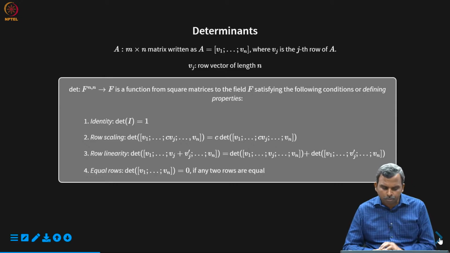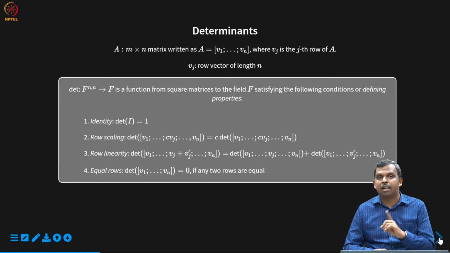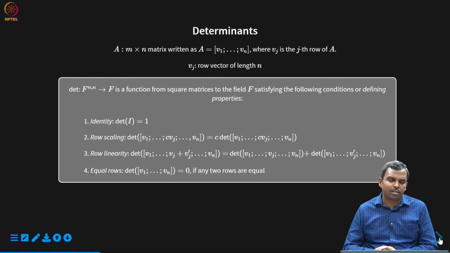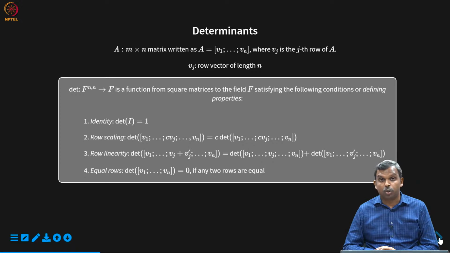Okay, determinant is a function. It's a function which takes as input an n cross n square matrix over some field, and its output is a scalar value. So it puts out a scalar value from the field. The most common field we'll be looking at is the real numbers, of course. So if you take an n cross n real matrix, determinant will do something to the numbers in that matrix and produce a real number at the output. Okay, so that's what determinant is.